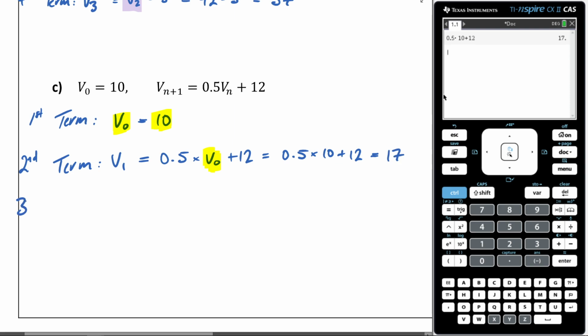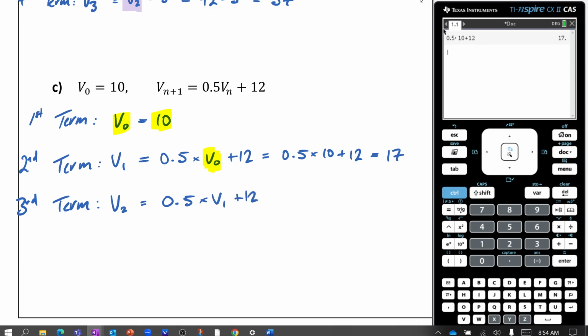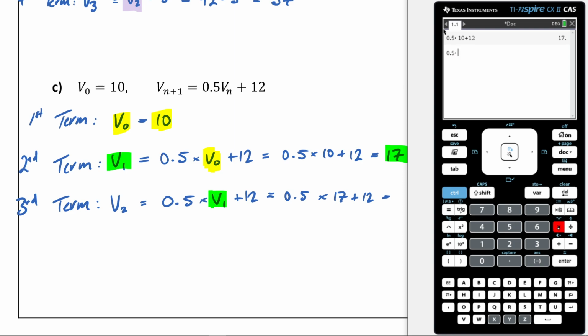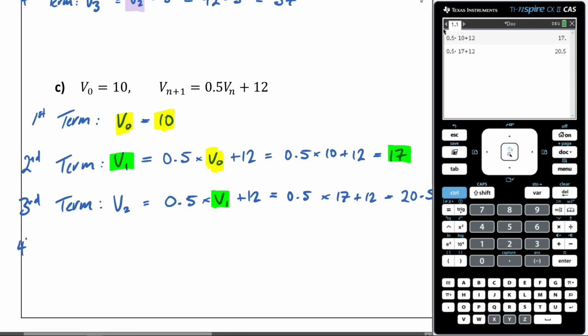Then you need to find the third term. My third term is going to be v of 2. It's going to be 0.5 times v of 1 plus 12. What's v of 1? Well, v of 1 was 17. So I put 17 into that v of 1 spot there. So it's going to be 0.5 times 17 plus 12. That's going to be 20.5.